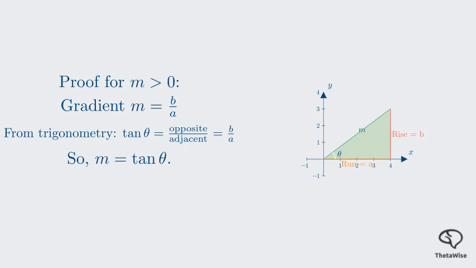The gradient m is by definition rise over run. From the triangle, tan θ is also opposite over adjacent, which is rise over run. Therefore, m equals tan θ for positive gradients. Now, what if the gradient is negative?